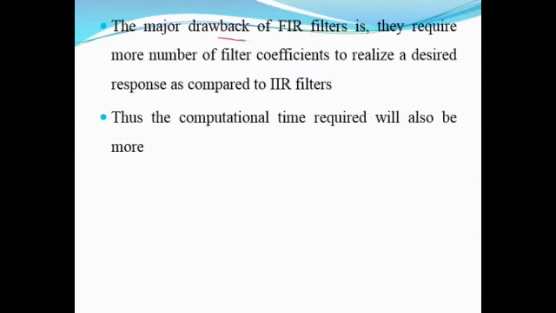Then the major drawback of FIR filters is that they require more filter coefficients to realize the response as compared to IIR filters. So irrespective of the response and the stability, FIR filters have the drawback of representing coefficients which are more in number whenever we realize the response. Whenever the coefficients are more, it affects the computing time, or the computational time will be more due to more filter coefficients.